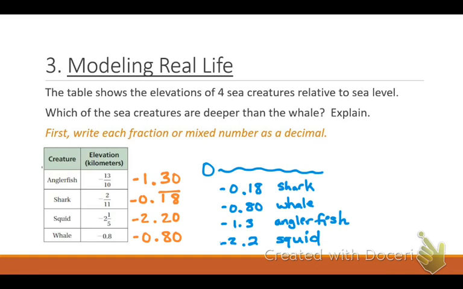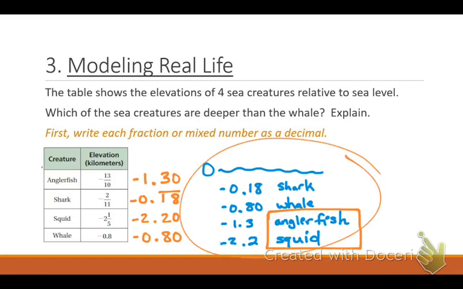Okay, now I am not finished yet because I've got to go back through. Remember, at the end of modeling real life, I always want you guys to go back and look at the question to see what it's asking you. This says, which of the sea creatures are deeper than the whale? So you can see this is where the whale is. What is deeper than the whale? Squid. What else? Anglerfish. Okay, very good. So we've got 2 answers on this one. The anglerfish and the squid are deeper than the whale. And that's all the explanation that you need because we did all of this work right here.